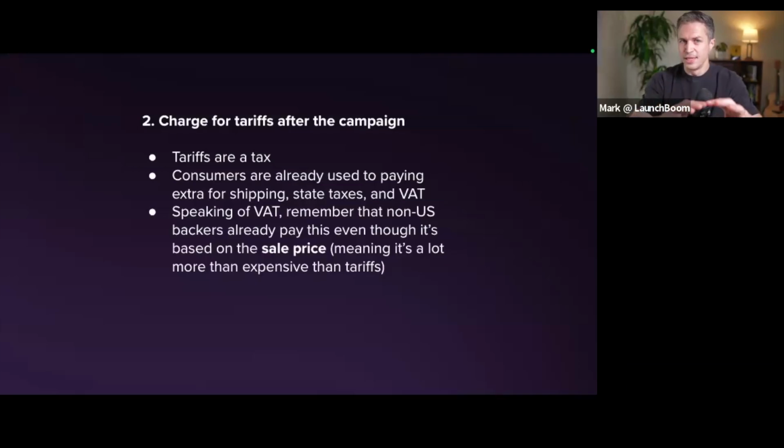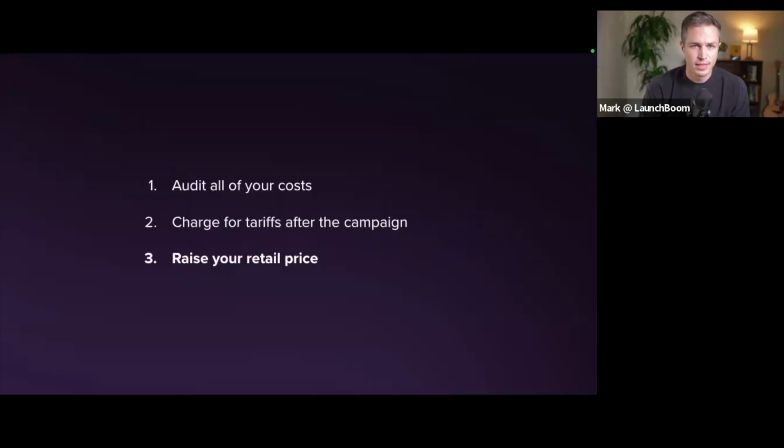So I feel like this is a bit of a case study of what backer behavior is if they have to pay an extra fee that could be quite high, even post crowdfunding. All right. And then lastly, raising your retail price.